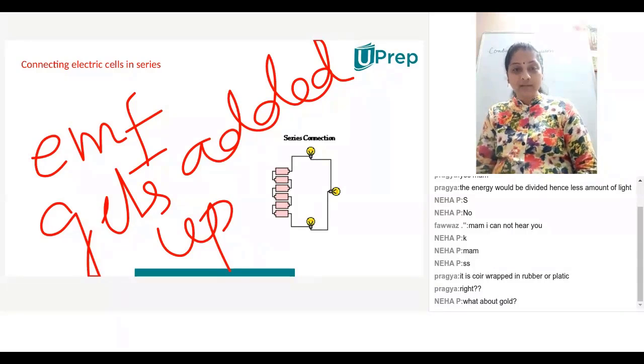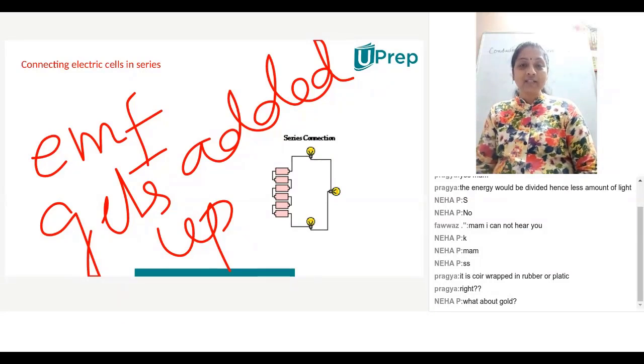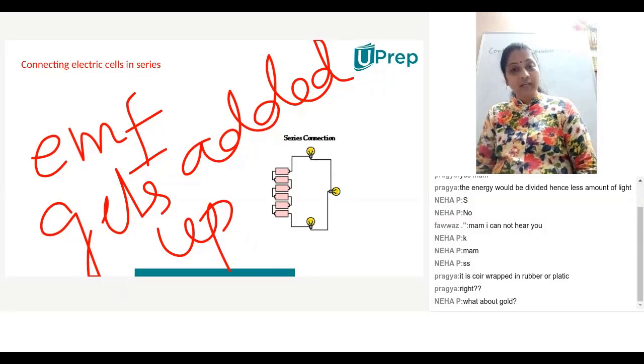Can I proceed? What is insulation, dears? Insulation means not allowing electricity or current to flow through it. Insulation is just covering a conductor with an insulator.